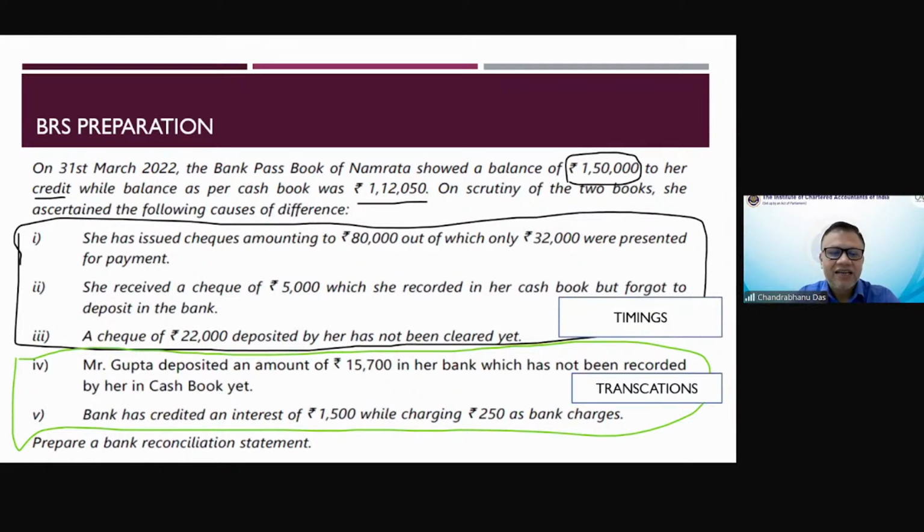It has been directly credited to the bank, but it is not recorded in the cash book because Mr. Gupta has not informed and neither has the bank. Suppose Mr. Gupta had telephoned or sent a mail to the company saying, yes, I have deposited 15,700, they would have clarified with the bank. So the information has not reached either from Mr. Gupta or from the bank. That's why it is not recorded in the cash book. Similarly, the interest which the bank has given and the bank charges are also not recorded in the cash book. So these two are the transaction differences. Now, whatever I said, if you have any doubt or issue, please raise hands.